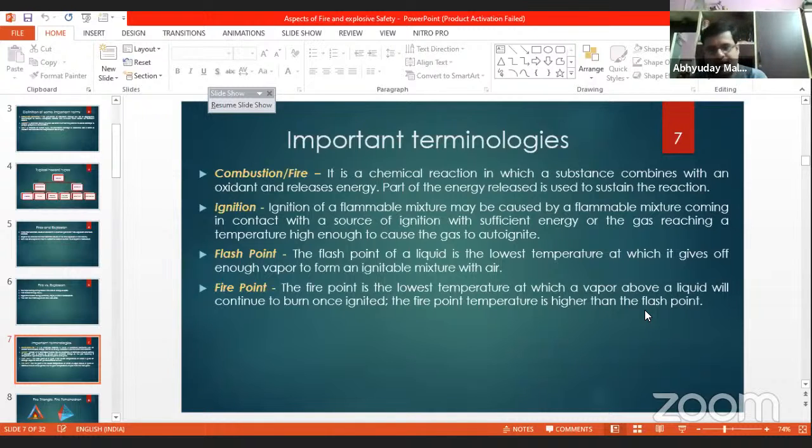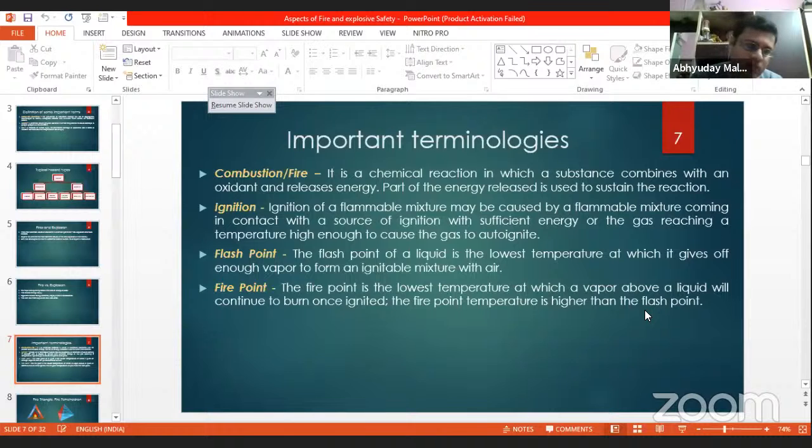Now, flash point is another very important parameter related to fire safety. It is defined as the lowest temperature at which a liquid gives off enough vapor to form an ignitable mixture with air. And why is this so important? Because flash point data for fuels are required for storage and transportation of these fuels. If you don't know the flash point of a fuel, and you are transporting or storing that fuel at a temperature above its flash point, then there is always a very high chance of that fuel catching fire in the presence of an ignition source.